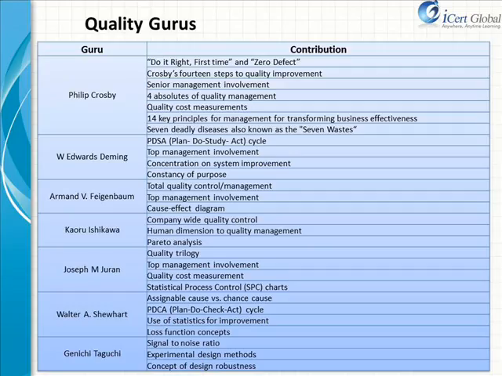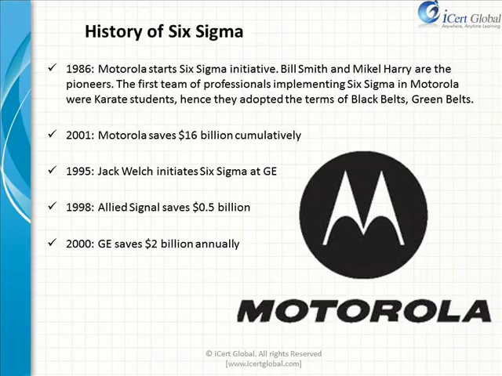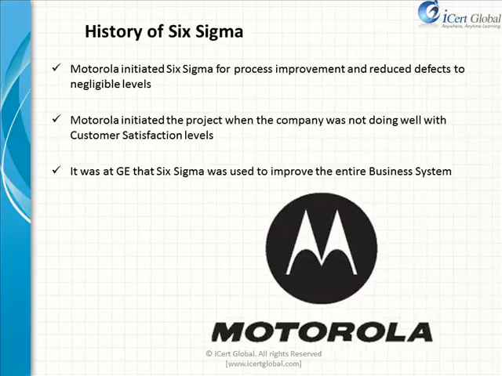Quality gurus. The list is of eminent and prominent scholars within the quality sphere, considered as pioneers, renowned for their contributions in Six Sigma concepts, methodology and practice. History of Six Sigma. The history of Six Sigma implementation is narrated from Motorola to General Electric, where Six Sigma's success can be called complete.